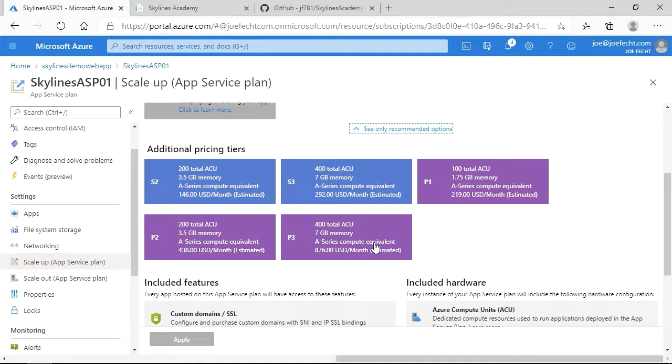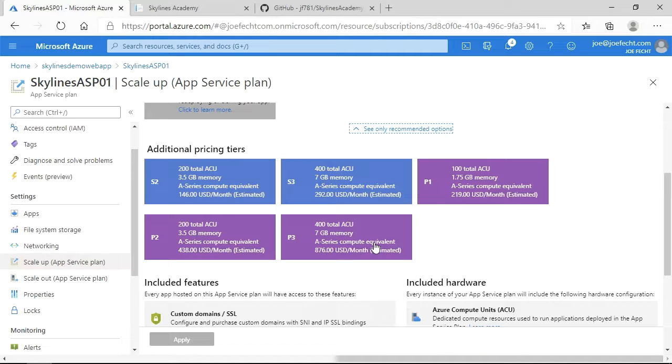So let's take a look here. You can see if we wanted to essentially double, we could add the S2 instance, which doubles the amount of ACU as well as memory. And if that still isn't enough, we can move up to an S3, which has, again, double the amount of capacity from the S2, or 4 times the amount that we have today available from the S1. So we would go from 100 ACU to 400 ACU, and 1 3/4 gigabyte of memory all the way up to 7. That being said, the cost jumps accordingly. So we would basically pay 4 times as much as we are right now to move from the S1 to the S3.